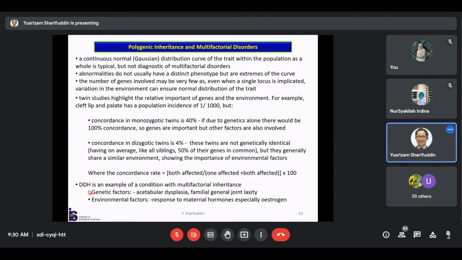DDH is an example of a condition of multifactorial inheritance. You have genetic factors and environmental factors. Genetic factors include acetabular dysplasia, which has to do with your hips, a family history of hip problems, or general joint laxity, issues with your joints. There is also a response to maternal hormone, especially estrogen.